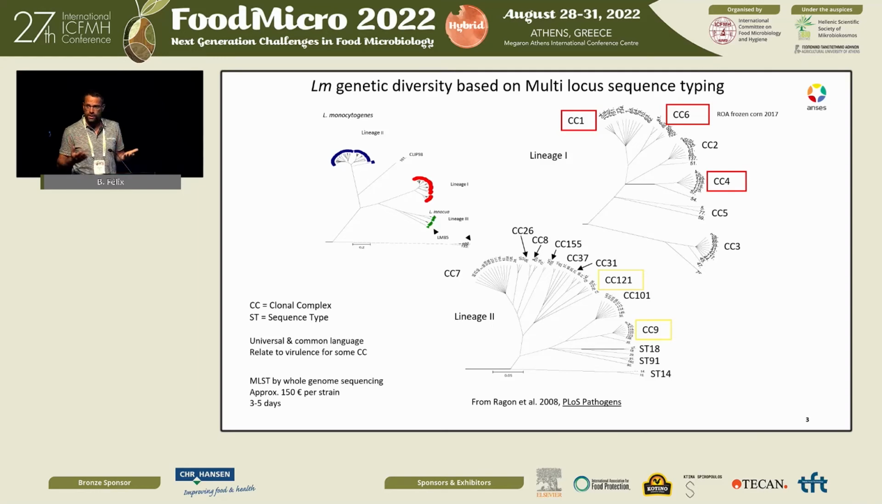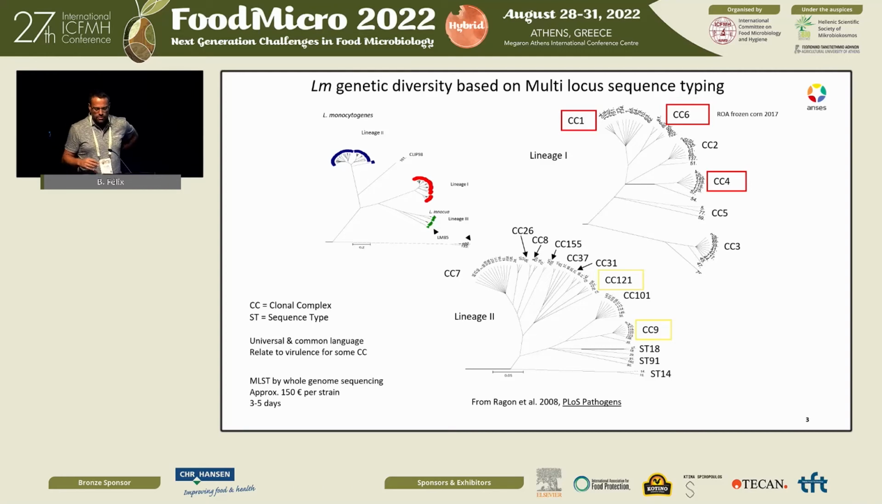So the big interest of MLST is that it creates a nomenclature that is universal. It's a common language to speak about Listeria. One strain, CC1, in the US and in Europe, basically has the same characteristics.